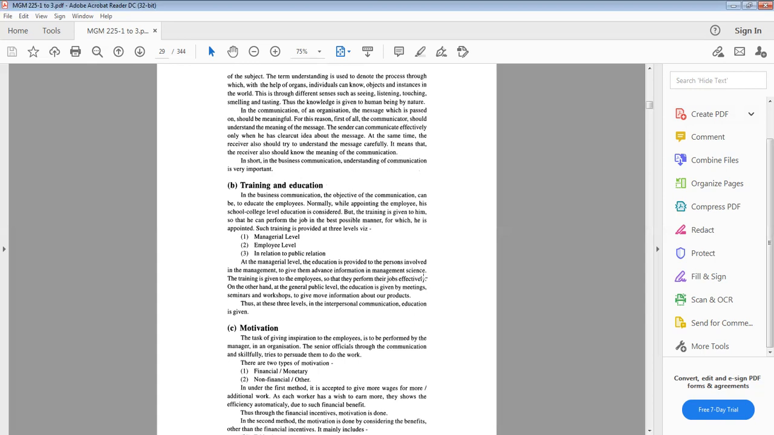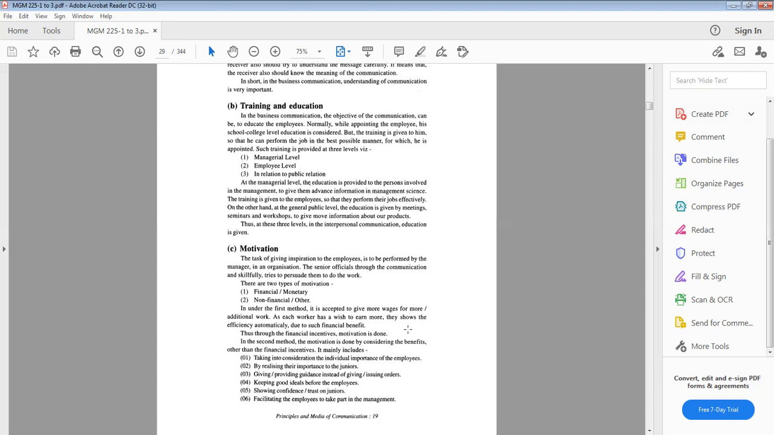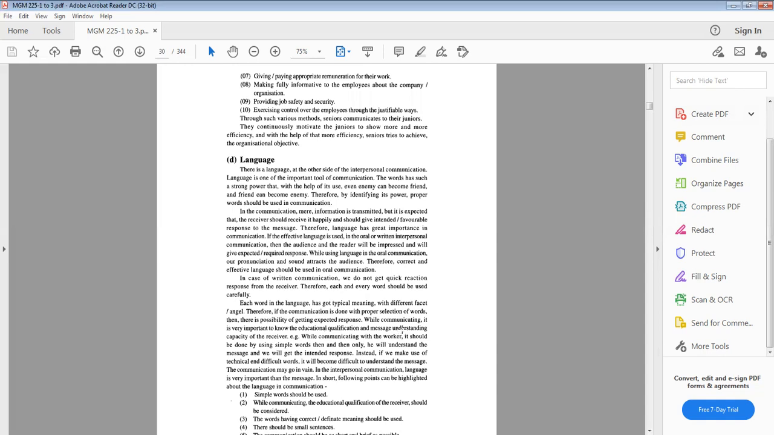Now we'll talk about language. The very important factor in communication is considered to be language. There is language at the other side of interpersonal communication. Language is one of the important tools of communication. Words have such strong power that with the help of their use, even an enemy can become a friend and a friend can become an enemy. Therefore, by identifying its power, proper words should be used in communication.